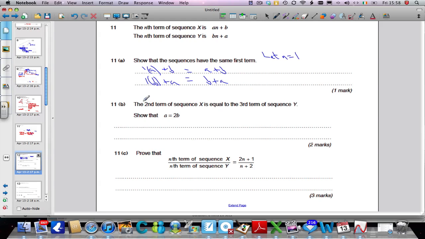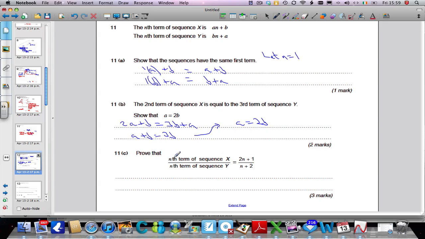11b, show that the second term of sequence x is equal to the third term of sequence y. Well, let's work out the second term of sequence x. So the second term, n, is 2. So we get 2 times a plus b should be equal to the third term of sequence y. So that will be 3 times b plus a. And now if I take a off both sides, I get a plus b equals 3b. And now I'm going to take b off both sides. We get a equals 2b.